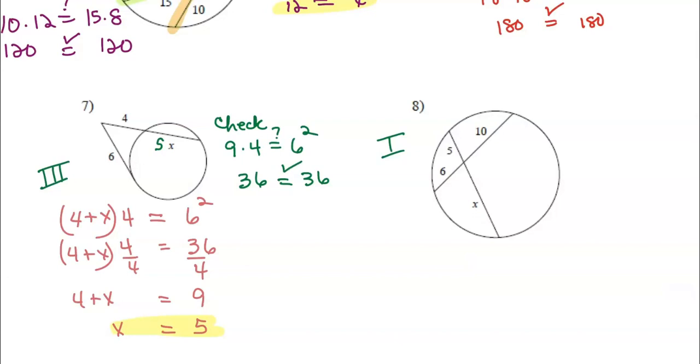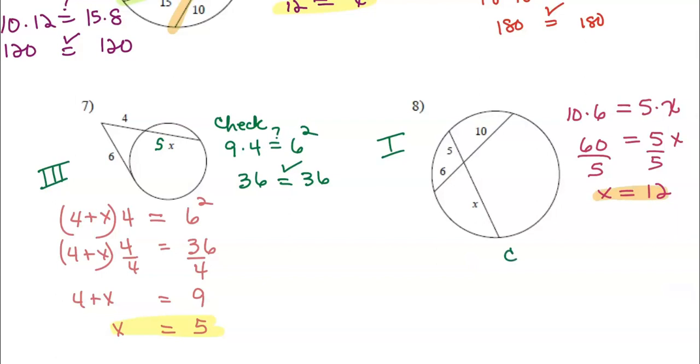Okay, last one. I'm back inside, therefore I'm using theorem 1, and I have pieces of chords. So the rule is the product of the pieces of one chord has got to equal the product of the pieces of the other chord. So this is 60 equals 5x, divide both sides by 5, and I'm getting x is 12. That's my answer. Let's quickly do our check.